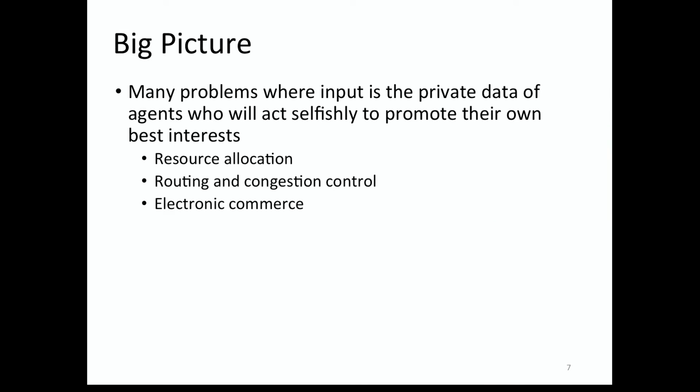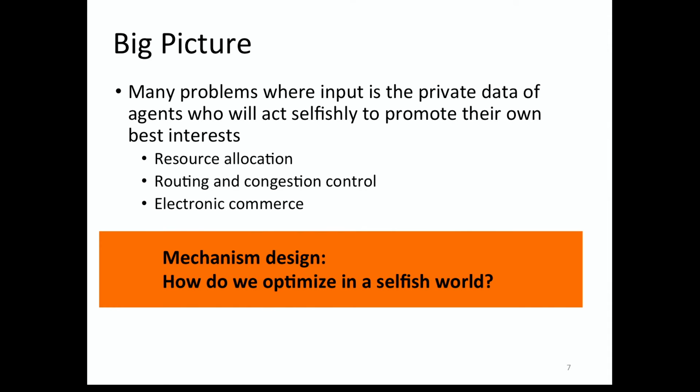So there are a lot of situations where the input is the private data of agents who are going to selfishly promote their own best interests, and the field of mechanism design asks, how do we merge algorithm design with incentives?